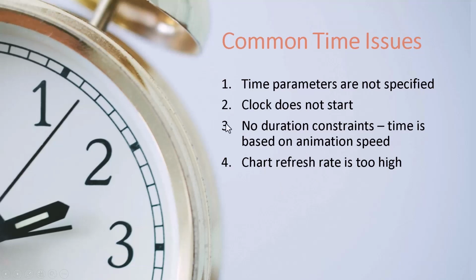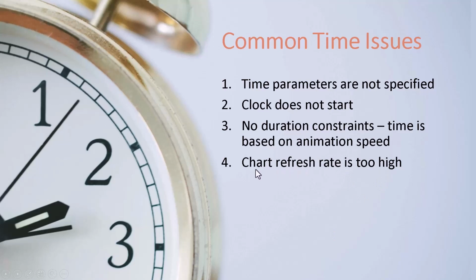So that's number 3 issue, which we already discussed. The duration constraints allow us to avoid that animation-based time interval. We can make it duration constraint based. Then the time of simulation will be based on delay, based on our decision, not based on the animation speed, which animation could be at all avoided.